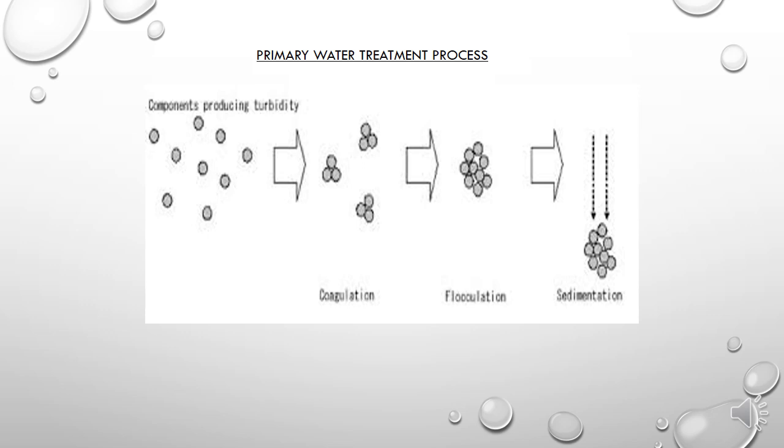The figure below shows how sedimentation occurs. As you can see on the first part of the figure, individual particles produce turbidity. The particles further join together or coagulate to form even bigger particles. As the process of coagulation proceeds, flocculation occurs, and as a result, the coagulants settle out of the suspension.